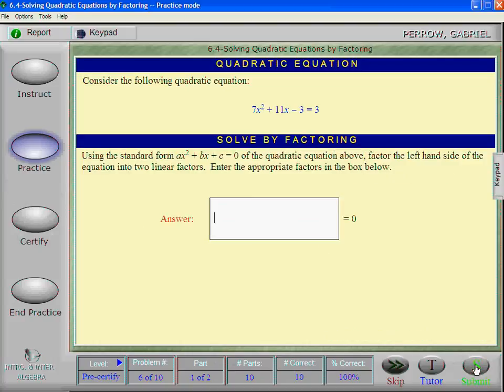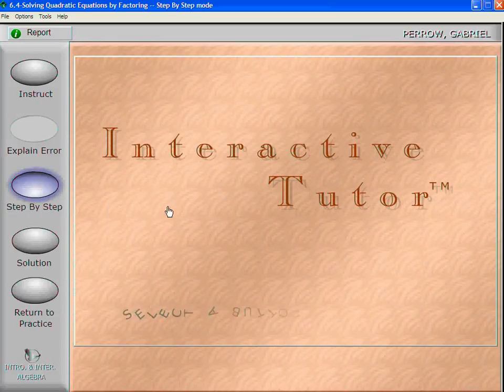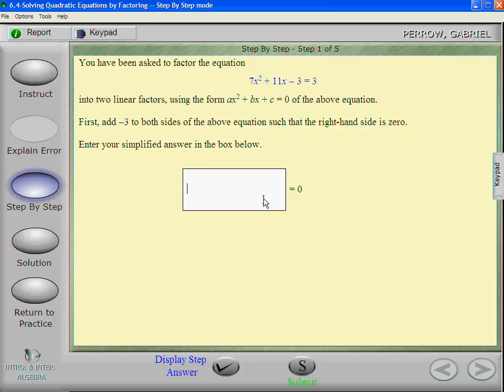Okay. Alright, here's another problem here. 7x squared plus 11x minus 3 equals 0. If we were to subtract 3 from both sides, we'd end up with 7x squared plus 11x minus 6 equals 0.